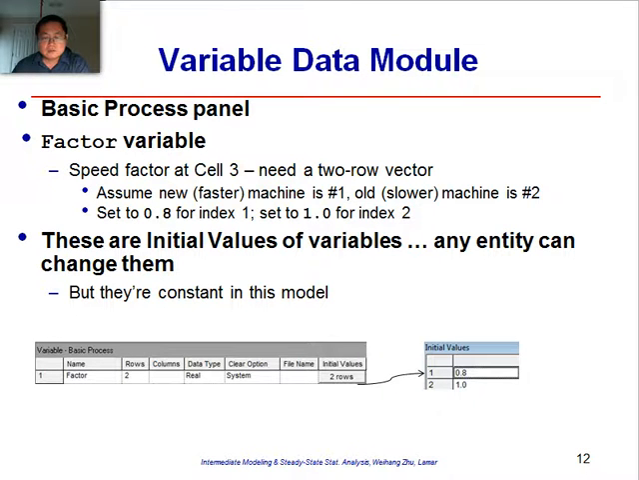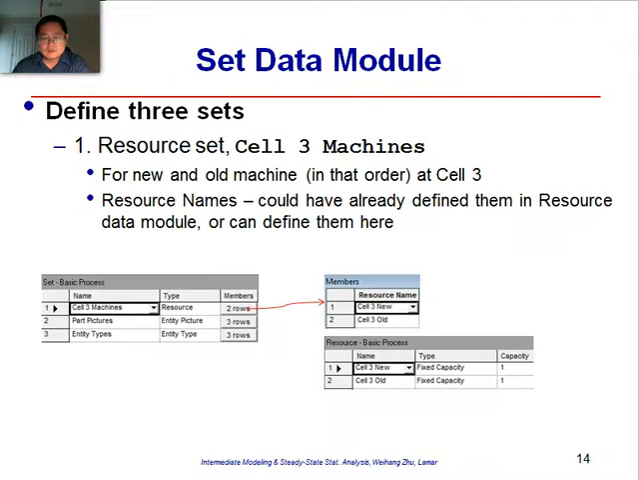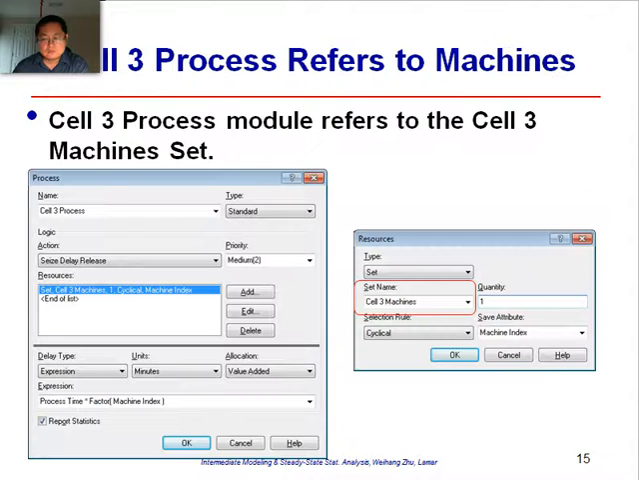In order to model the different working speeds of the 2 machines in cell 3, we use a factor variable. Factor variable values are referred to in the cell 3 process module. 3 sets were defined. The first set is a resource set with 2 cell 3 machines. The resource set cell 3 machines is referred to in the cell 3 process module.